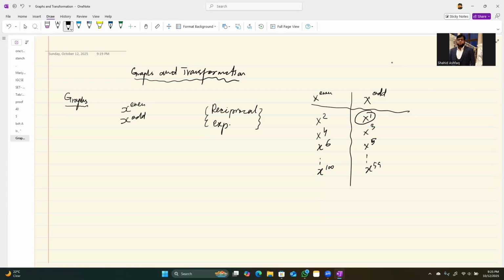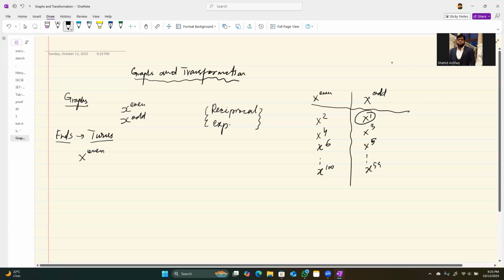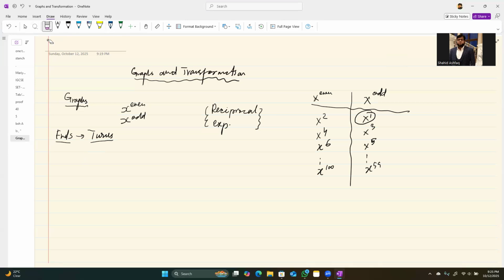Now the secret which we need to talk about. So let's write down more things. The secret is the ends of the graphs. If you know about the ends, and if we know about the turns, these are the two things which are very important for us. Initially, we have ends and the turns.